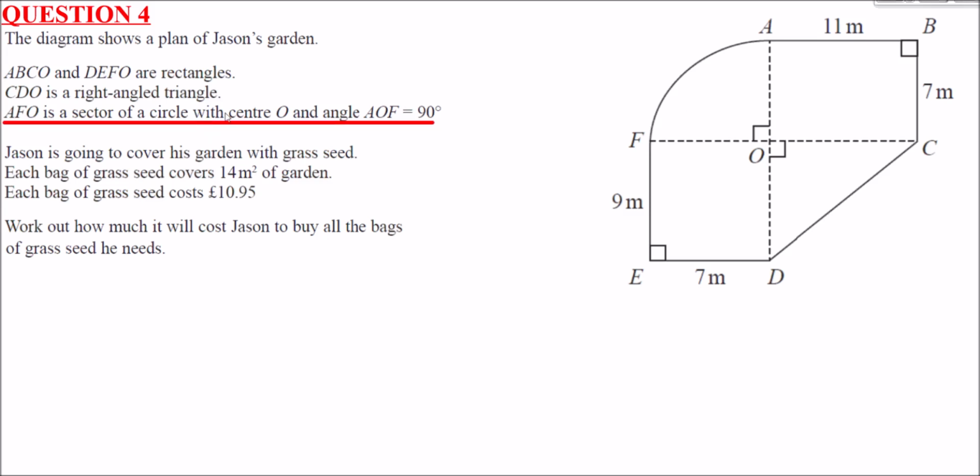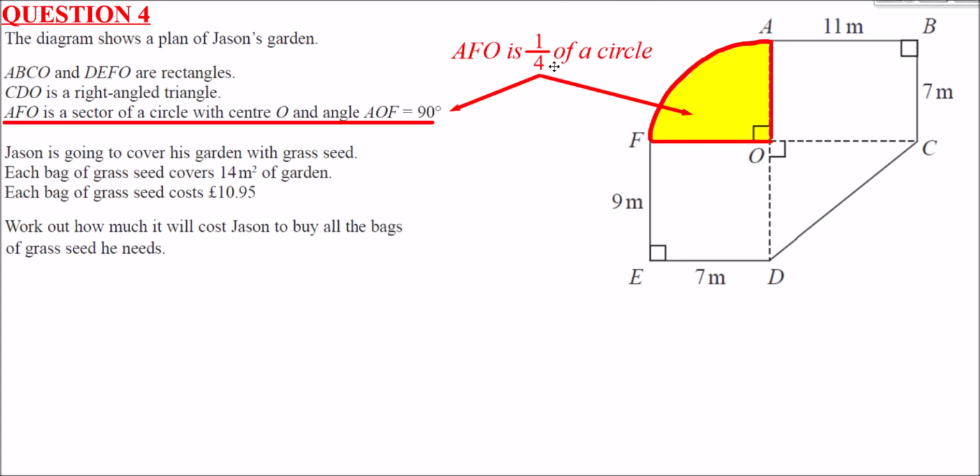It's a sector of a circle with centre O and angle AOF here is 90 degrees. Well, we know that a full circle is 360, and therefore half of a circle is 180, and divide that by 2, you get a quarter of a circle, which is 90 degrees at the centre. So we need to realise that AOF is actually a quarter of a circle. So this bit here, AOF, is a quarter of a circle.